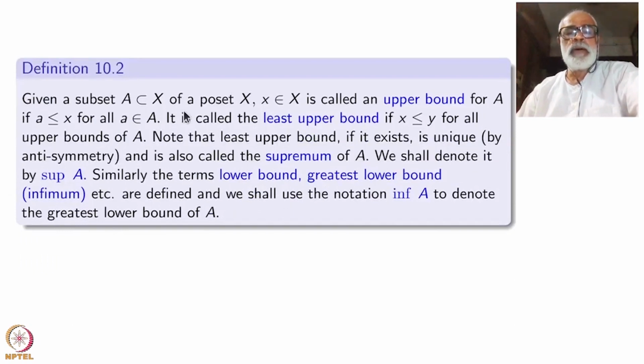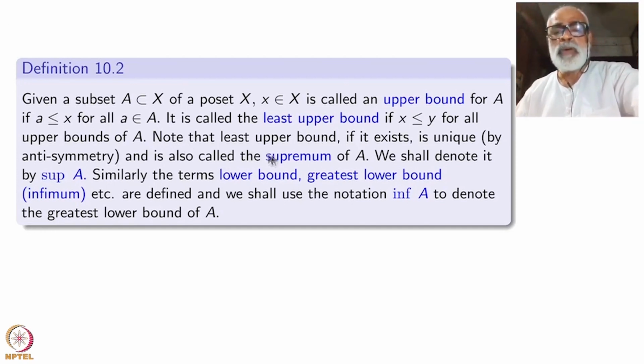Given a subset A of a partially ordered set, an element x is called an upper bound for A if a is less than or equal to x for all a inside A. So you may say that x is the biggest amongst all elements of A, but x itself may not be an element of A. So that is called an upper bound. There are many upper bounds, right? There may not be any upper bound either. So it's just a definition, no existence or uniqueness. It is called the least upper bound if x is less than or equal to y for all upper bounds y of A. So then it is called the least upper bound.